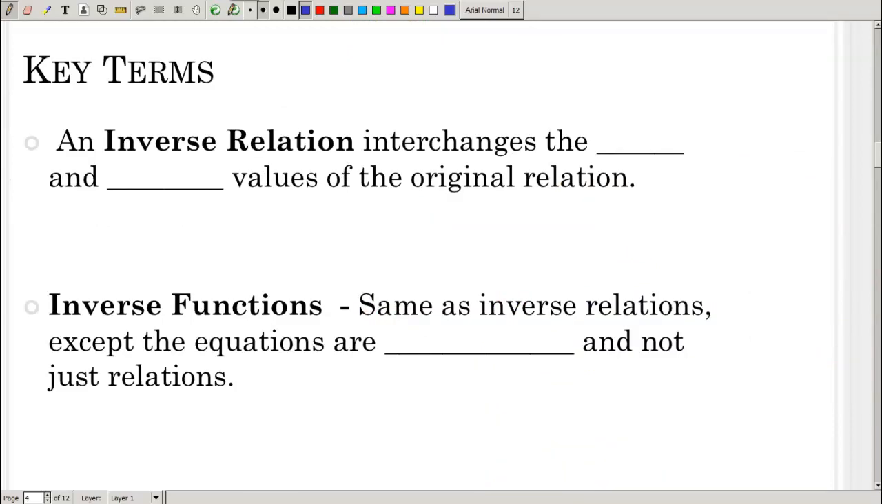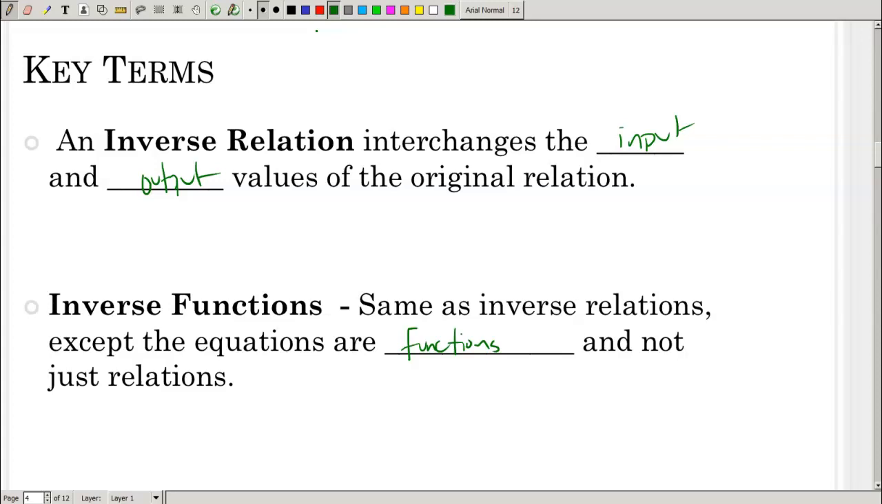So today we're talking about inverse relations or inverse functions. And so a couple key terms here. An inverse relation interchanges the input and output values of the original relation. An inverse function is the same exact thing as relations, except the equations are actual functions, right? Remember what a function is. It means that every input has exactly one output.